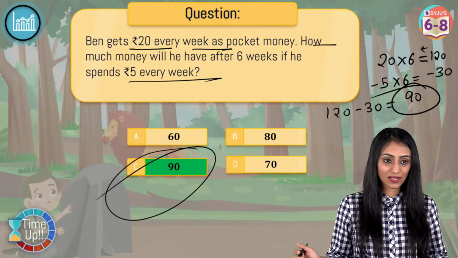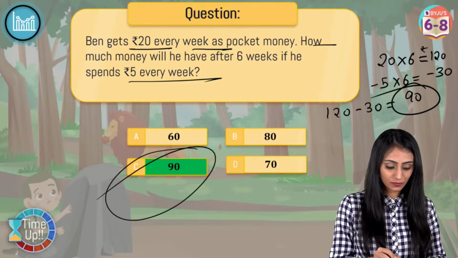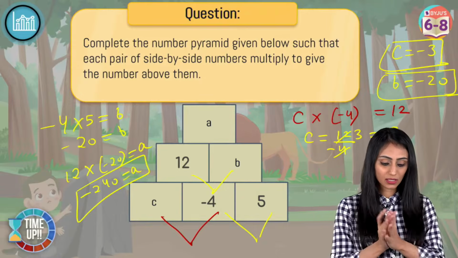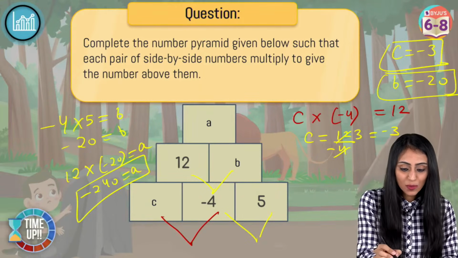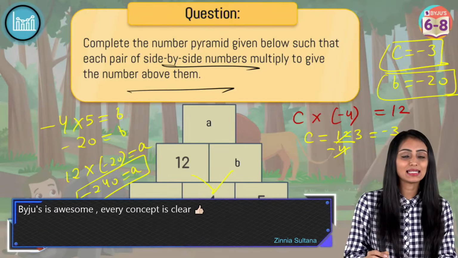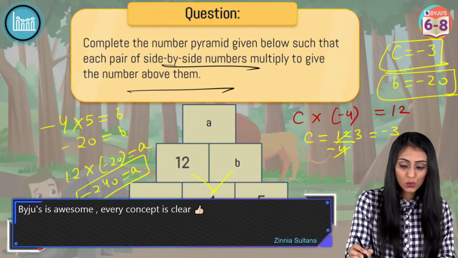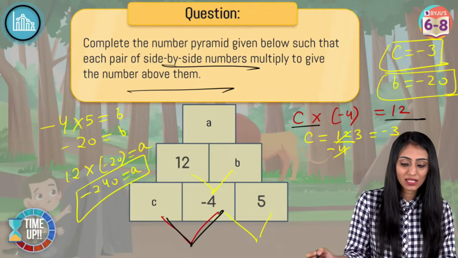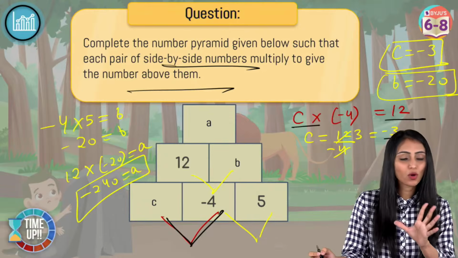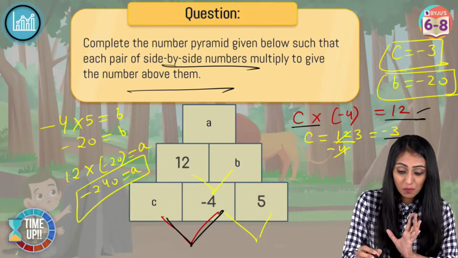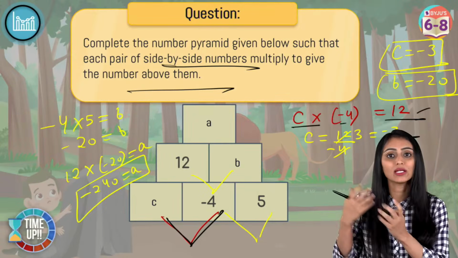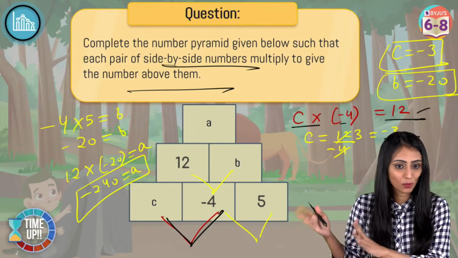Sohini, previous question. Okay, let's take a look at the previous question. So here in the number pyramid, it says each pair of side-by-side numbers multiply to give the number above. So side-by-side numbers like C times minus 4 will give us 12. So what do I multiply minus 4 with to get 12? That would be minus 3. Because obviously 4 multiplied by 3 gives us 12. But this is positive. Minus 4 is negative here. I'll be multiplying this with a negative number to get a positive one. Because 2 negatives will make 1 positive.